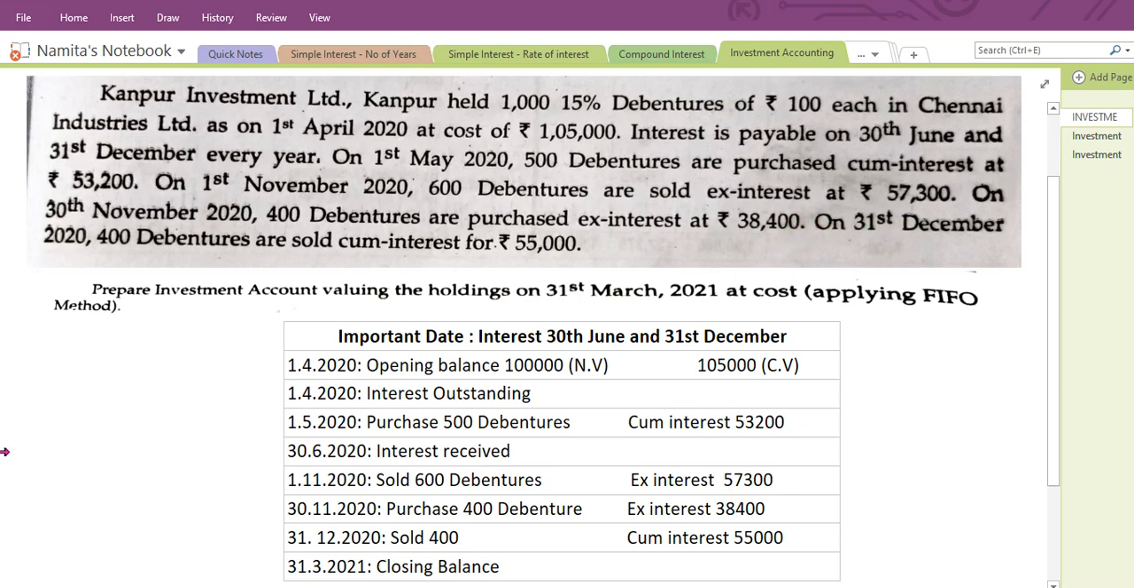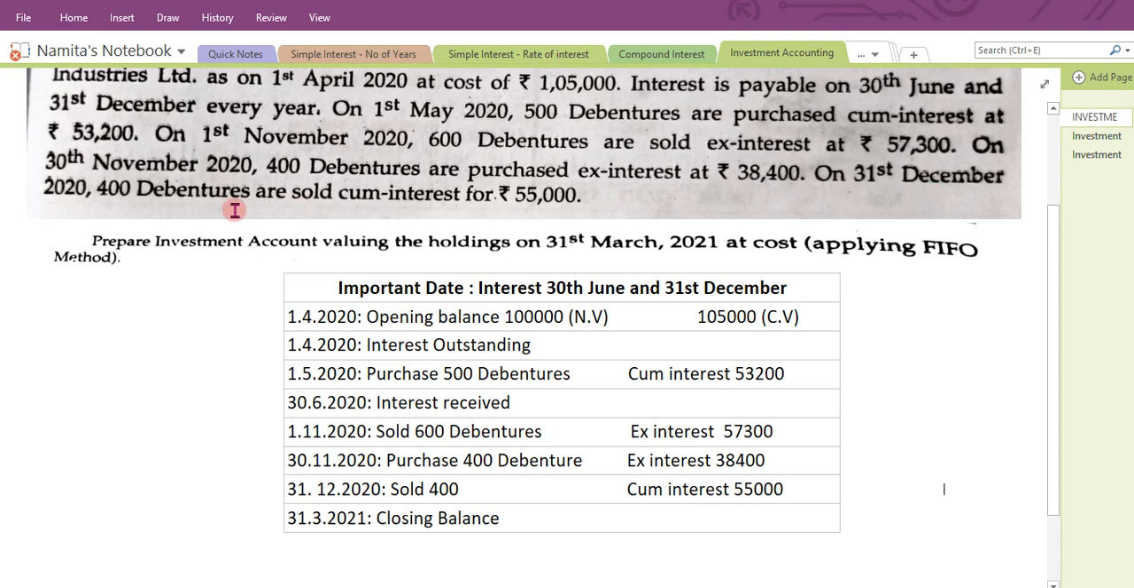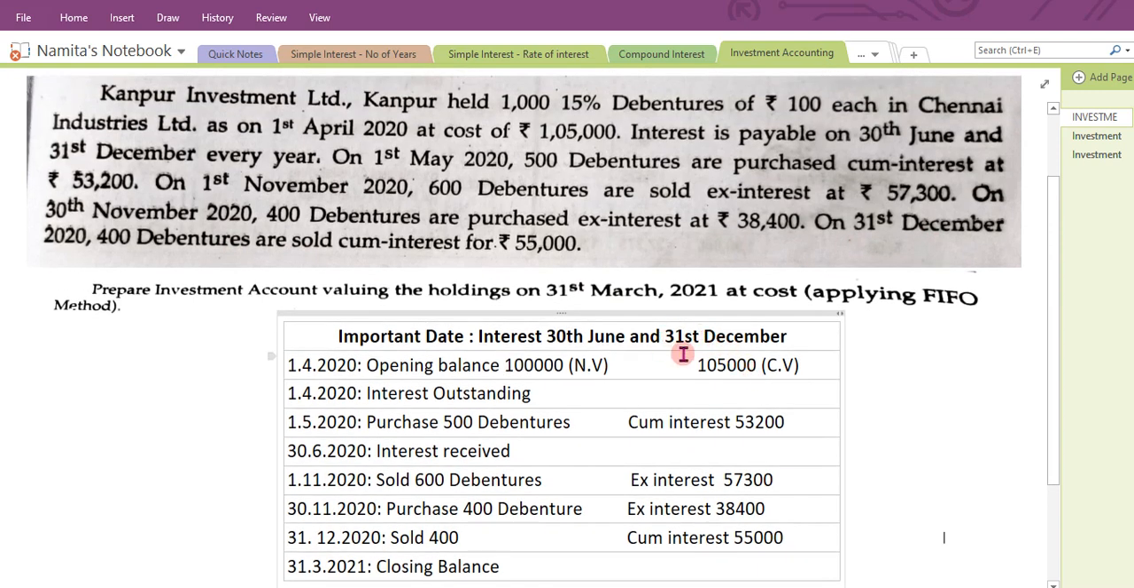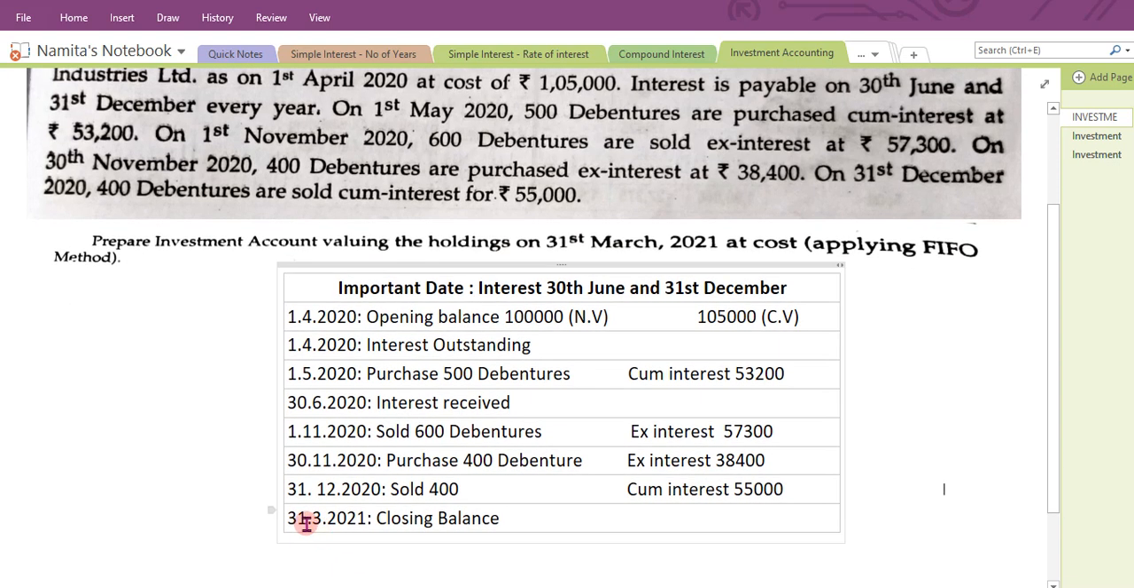Next, after 1st November, on 30 November 2020, 400 debentures are purchased ex interest at 38,400. Next, on 31st December, in the month of December we are going to receive the interest, right? Along with the interest, a sale transaction is happening. First, before taking the interest, this is the sale: on 31st December 2020, 400 debentures are sold cum interest at 55,000.